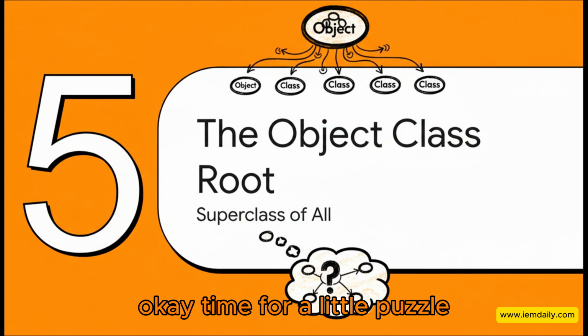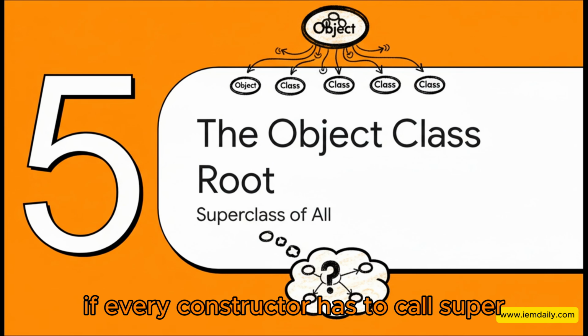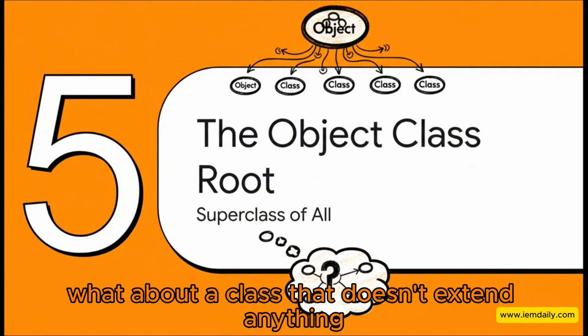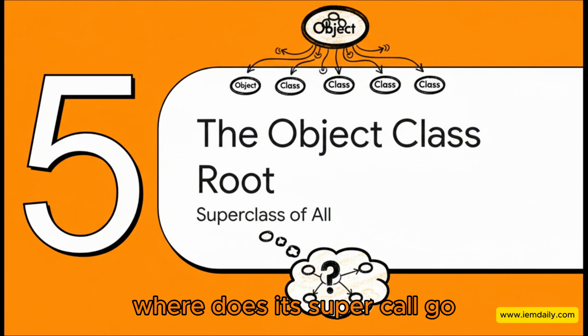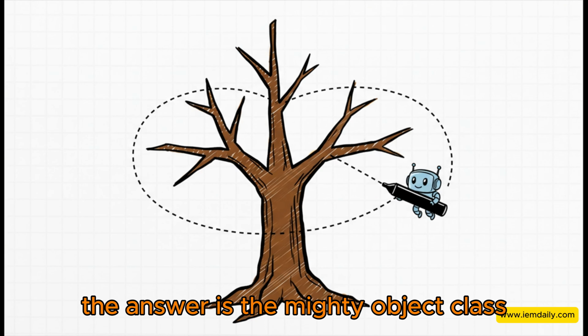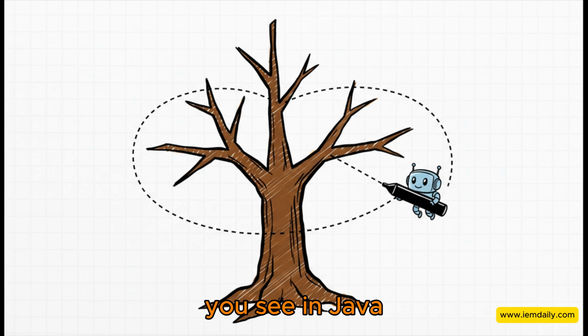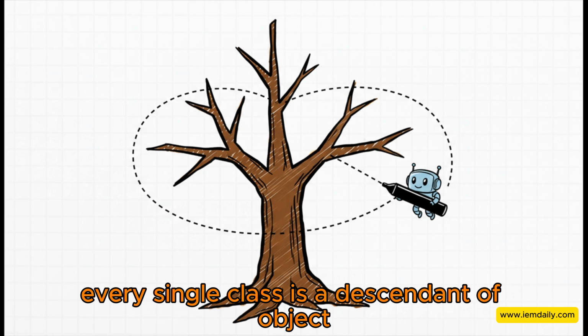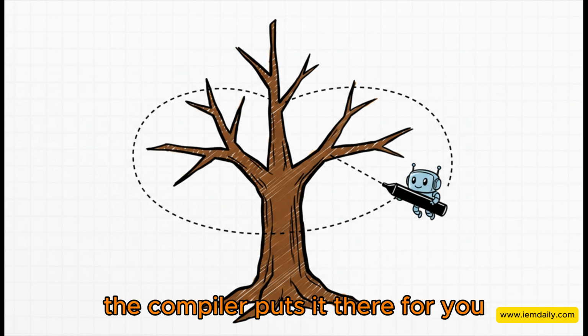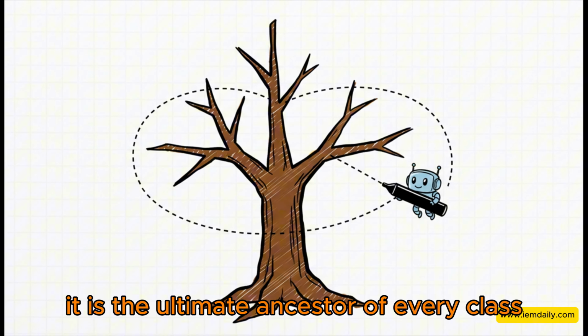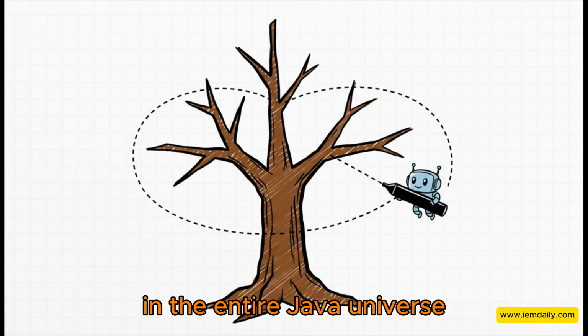Okay, time for a little puzzle. If every constructor has to call super, what about a class that doesn't extend anything? You know, a class at the very top of its own hierarchy. Where does its super call go? The answer is the mighty Object class. You see, in Java, every single class is a descendant of Object. Even if you don't write extends Object, the compiler puts it there for you. It is the ultimate ancestor of every class in the entire Java universe.